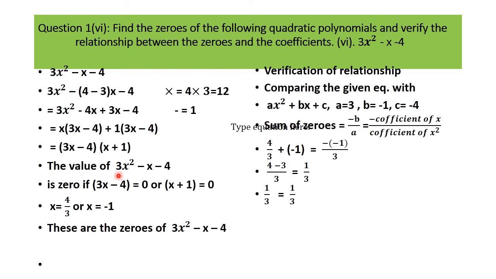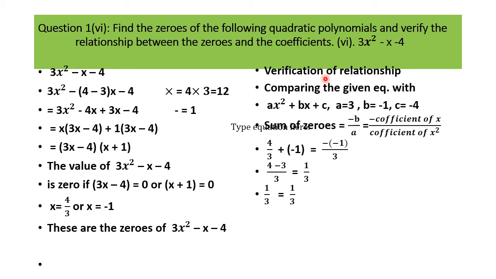The value of the given equation 3x square minus x minus 4 is 0 if these two factors are equal to 0. 3x minus 4 equal to 0. From this we will get the value 4 upon 3, positive 4 upon 3, and from this x plus 1 equal to 0, so x is equal to minus 1. So these are the zeros of the given quadratic polynomial.